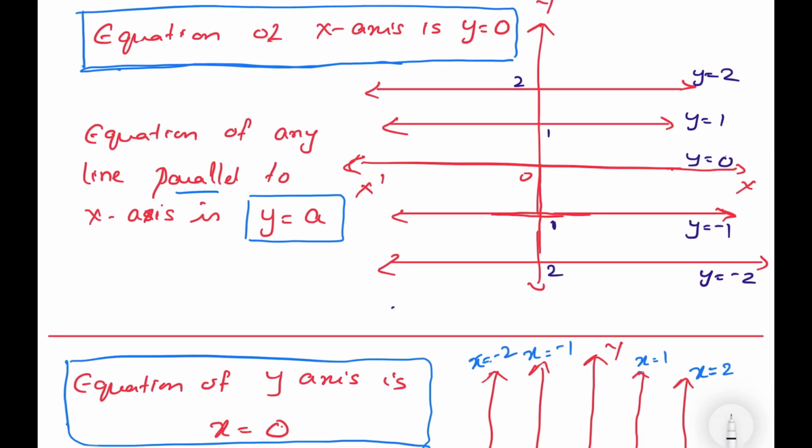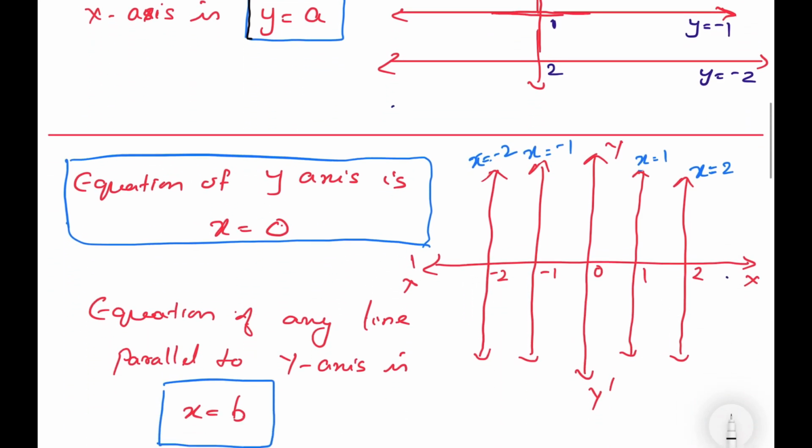This is also something you have learned in 9th standard. Equation of x axis is y equal to 0, and any line parallel to x axis will be y equal to 1, y equal to 2, y equal to minus 1, etc. So y equal to a is the general equation of a line parallel to x axis.